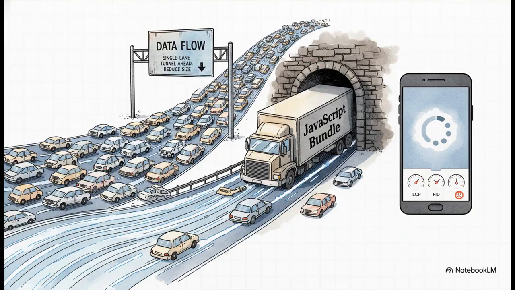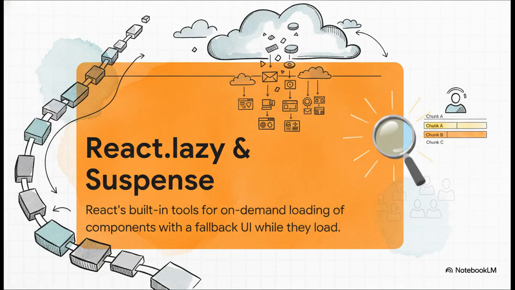You see, as your app gets bigger and better, so does its JavaScript bundle. And that massive bundle? It's like a giant traffic jam on the information superhighway. It seriously delays how quickly a user can actually click on things and interact with your site. This is a huge factor in your Core Web Vitals, which, as you know, is what Google uses to judge user experience. So how do we clear this traffic jam?